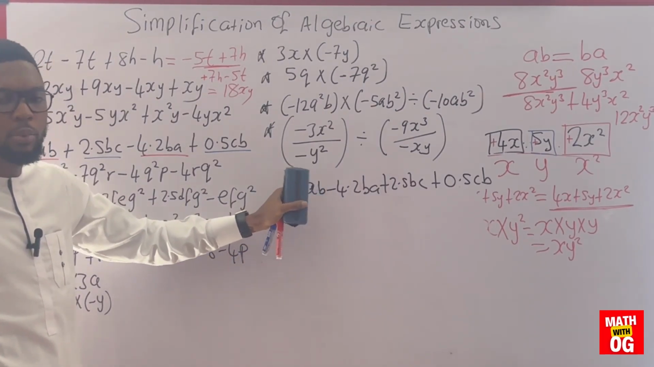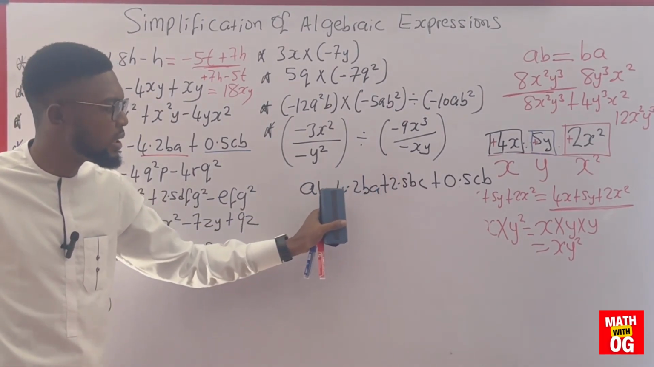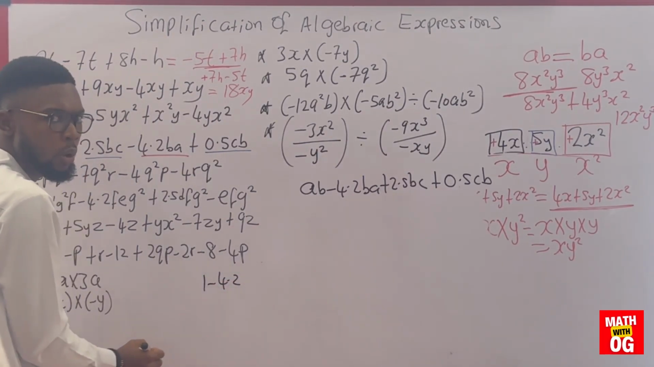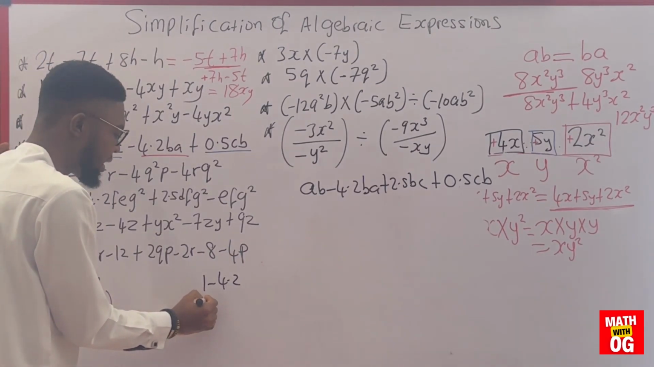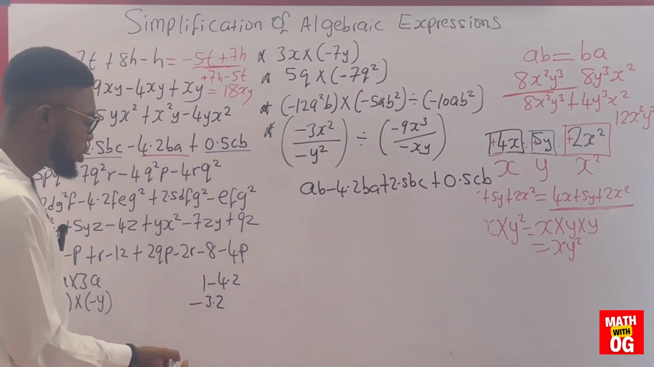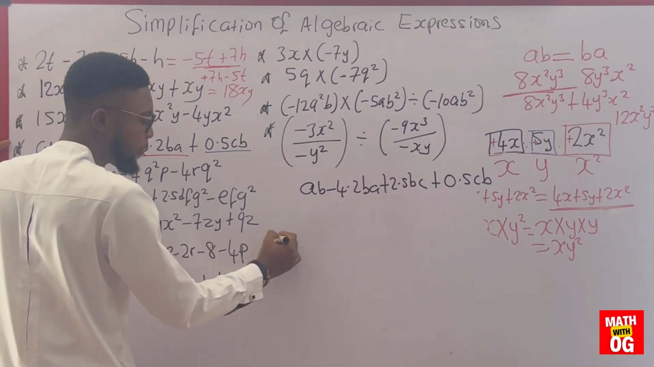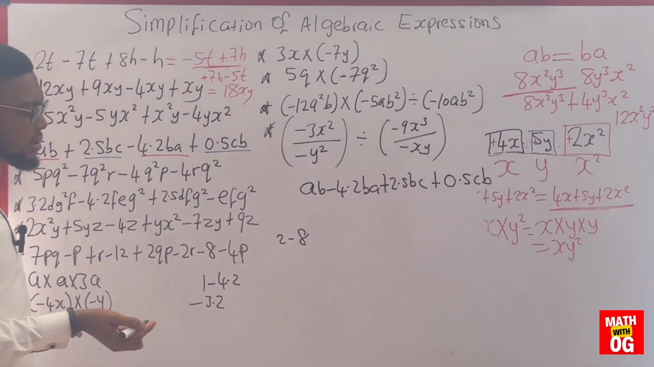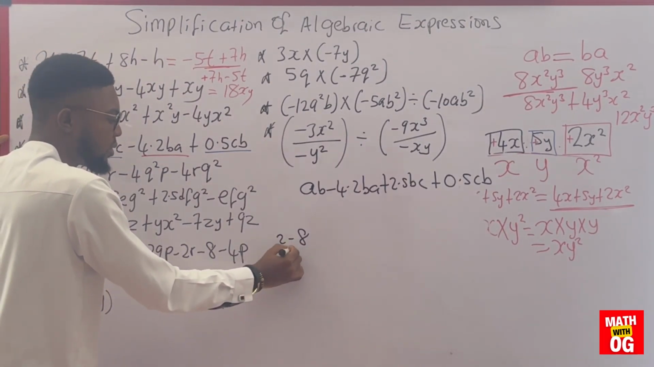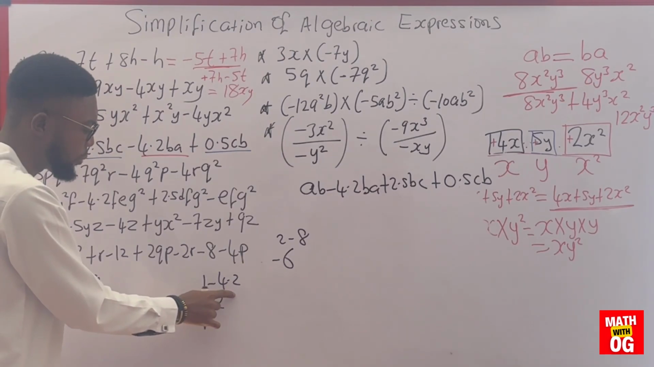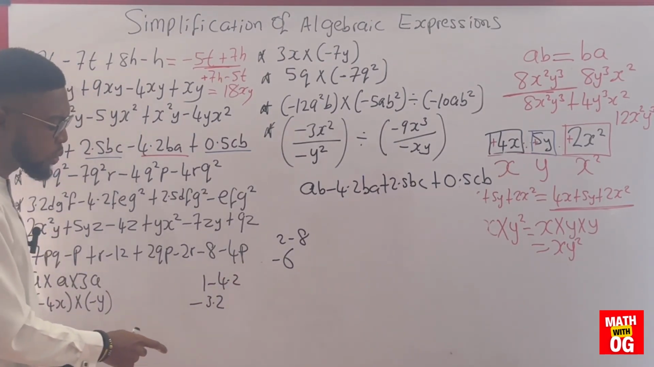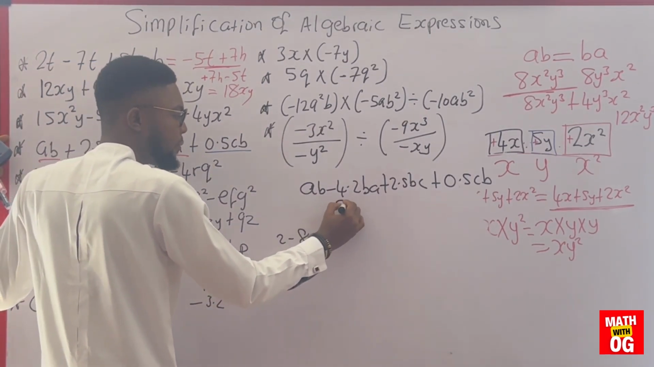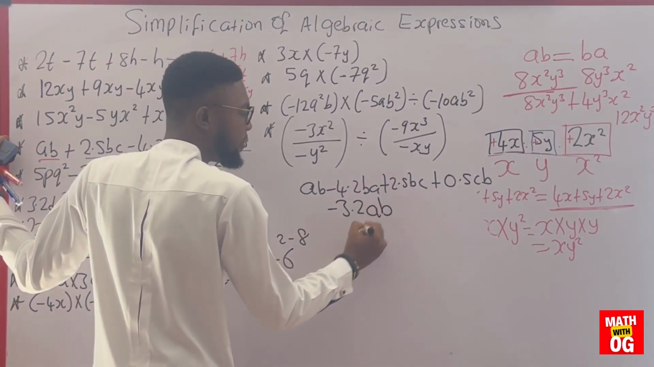Now the coefficient of AB here is 1. The coefficient of BA here is minus 4.2. Now what is 1 minus 4.2? 1 minus 4.2 will give us a negative 3.2. That means if I'm asked to look for 2 minus 8, I can simply look for 8 minus 2 and introduce a negative sign. 8 minus 2 is 6, so this will give us a negative 6. So for 1 minus 4.2, I can do 4.2 minus 1, and that will give me 3.2, and I will introduce a negative sign. So this is a negative 3.2. I'm taking A before B.